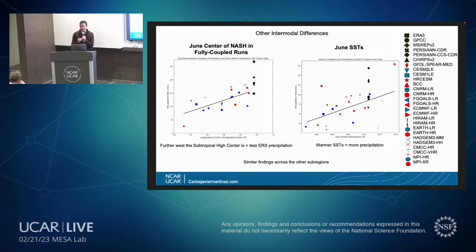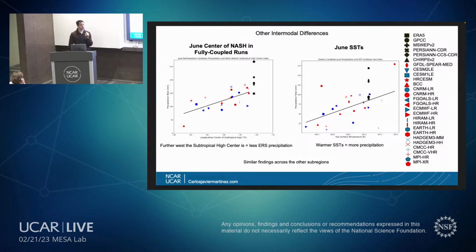And then lastly, when I looked at other intermodal differences, thinking that there could be something here with NASH, I calculated the center of the North Atlantic subtropical high in those fully coupled and AMIP runs, and I'm just sharing here what the fully coupled runs are showing, which is that most models have the center of the high further west or closer to the Caribbean basin, which highlights and may explain the enhanced subsidence and thus have a connection with the dry early rainy season bias that we see in those fully coupled models.